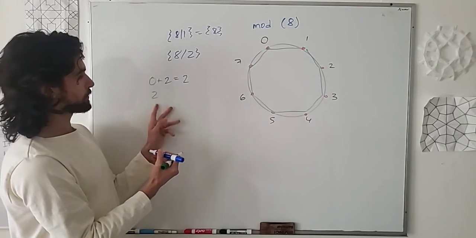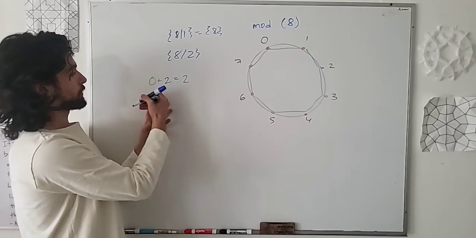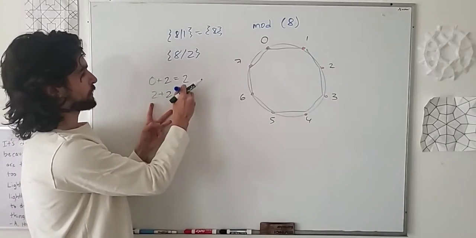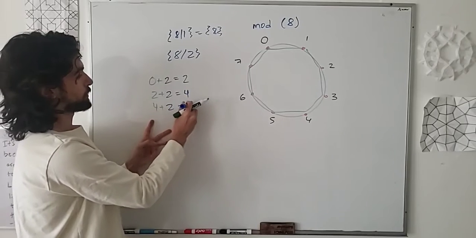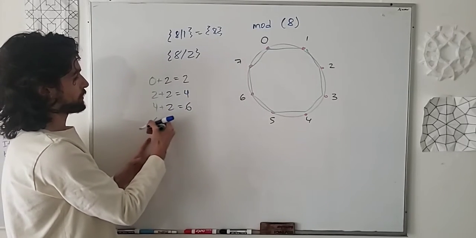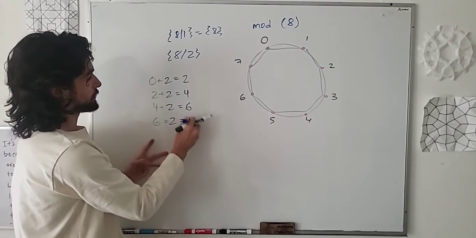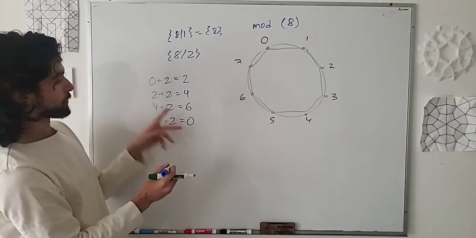Pre-Fibonacci like sequence, I guess? Nah, not really. So 2 plus 2. And so 4, we start over here, 4 plus 2, that's a 6. 6 plus 2, that's a 0. That's the number we started with.